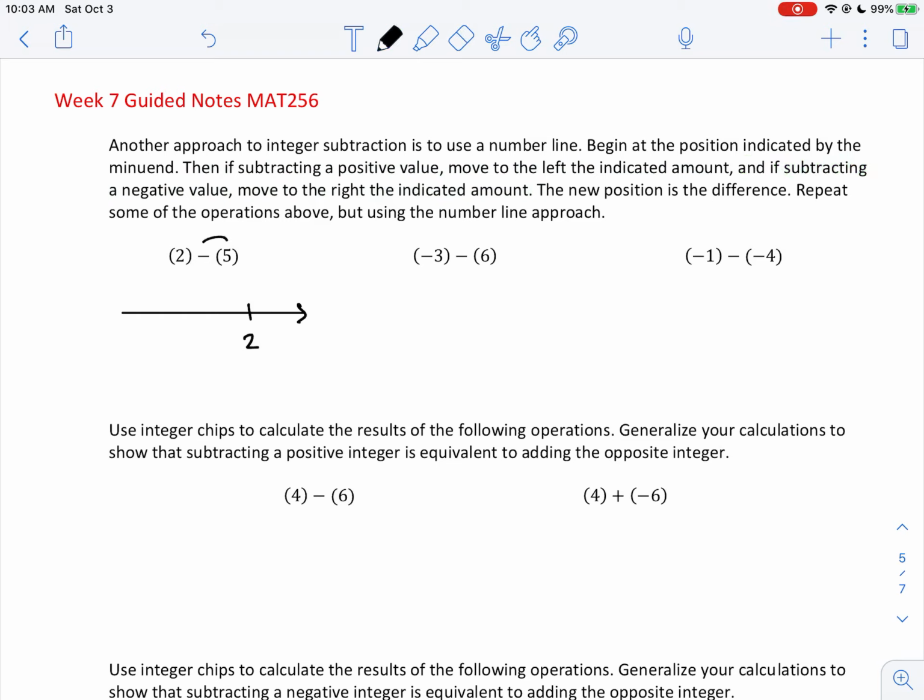And so if I do 2 minus 5, so I'm subtracting a positive. When you subtract a positive, you go left that indicated amount. So we say minus 5, go left, and that's going to take us to a position of minus 3. I'll leave off all the hash marks, but there's 1, 0, negative 1, negative 2, and then negative 3. So this result is negative 3.